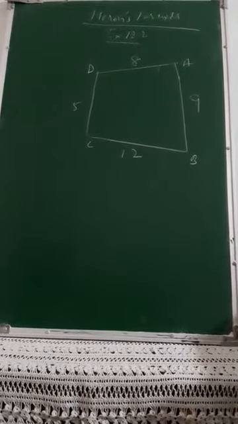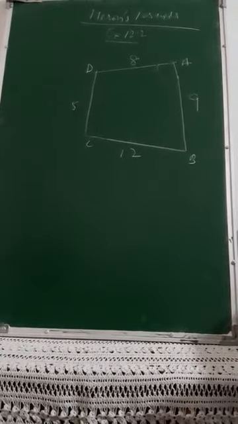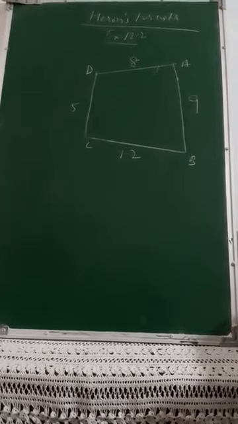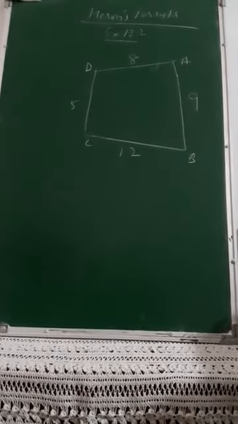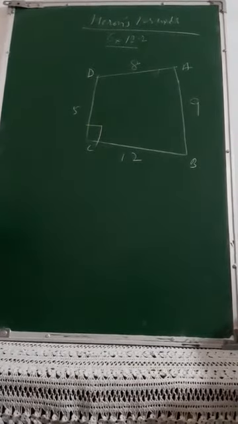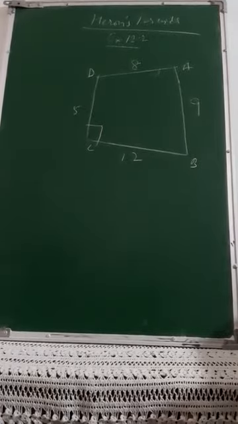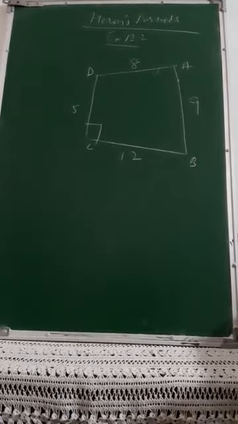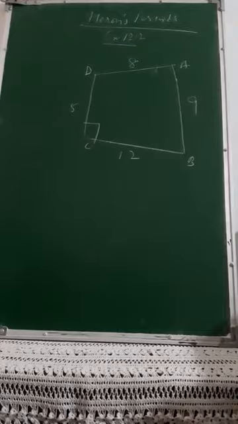Now what is the purpose of joining B with D? Because if you read the question, you have to calculate the area of this quadrilateral. How much area does it occupy, in which these are the four sides. And another condition given to you is what? This is right angled at C also. So one of the vertices given to you is of 90 degrees.